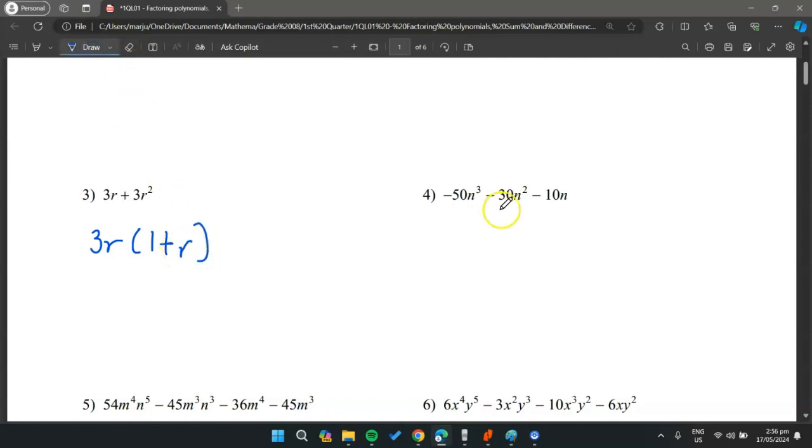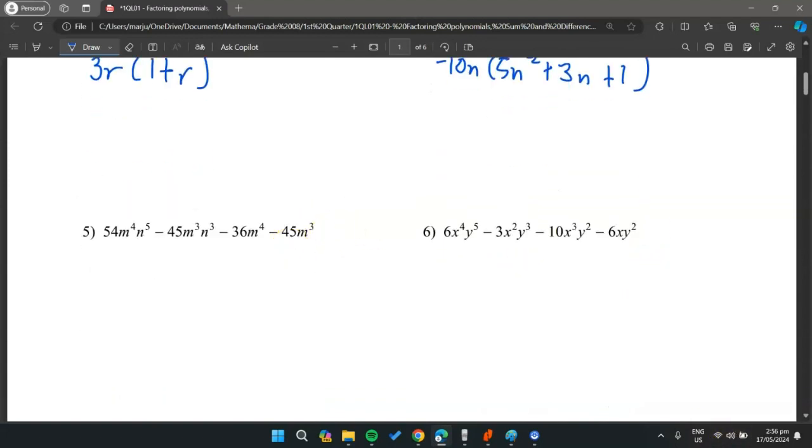For number 4, we have here negative 50n cubed minus 30n squared minus 10n. If we look at it, the common factor will be negative 10n. So what will remain? We have 5n squared plus 3n and then plus 1. So that will be our answer.